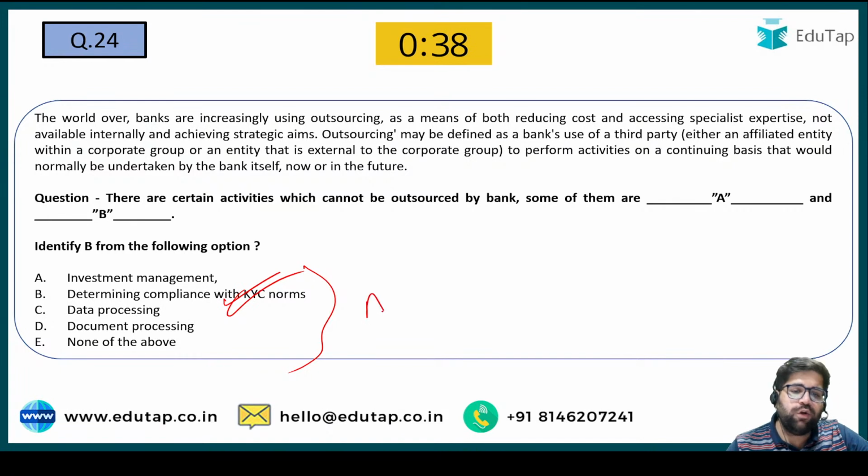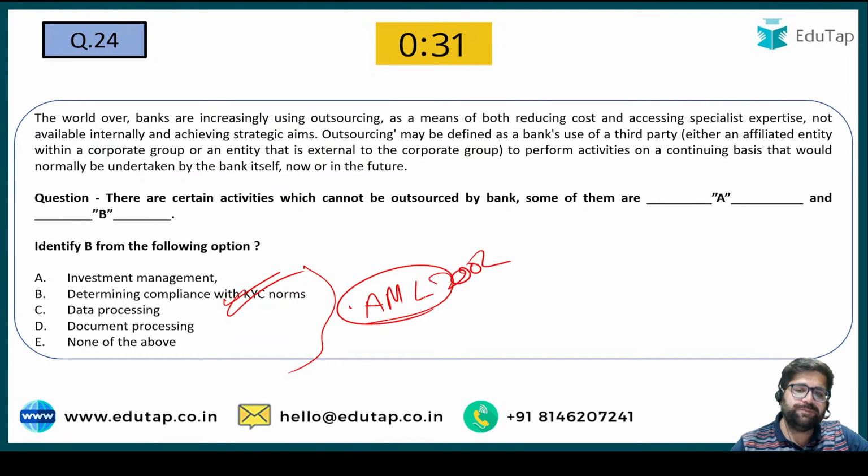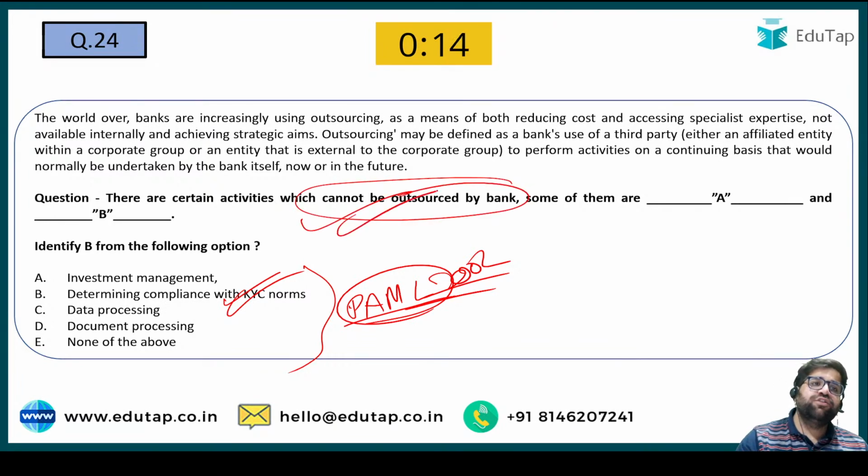Now, we all know that under the Prevention of Money Laundering Act of 2002, KYC has been mandatory. KYC has to be done by each and every bank with all its different customers. So that is a very core management function which banks cannot outsource. So in questions 23 and 24, you have to identify those activities which cannot be outsourced by the bank. So here the answer will be option B.